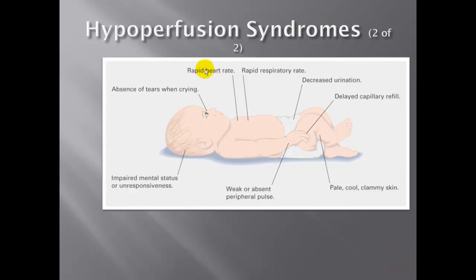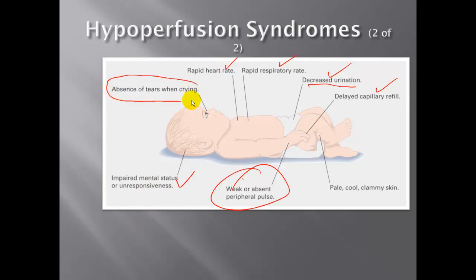Signs of hypoperfusion syndromes: rapid heart rate, rapid respiratory rate, decreased urination, delayed capillary refill time, and this would be because of poor perfusion, pale, cool, clammy skin, weak or absent peripheral pulse, impaired mental status or unresponsiveness, and the absence of tears when crying. At this point, they are hypovolemic.